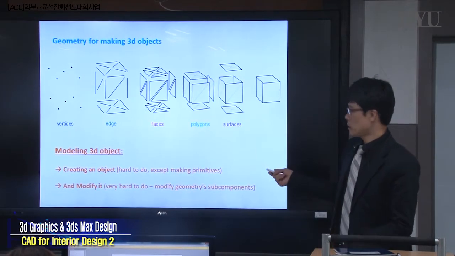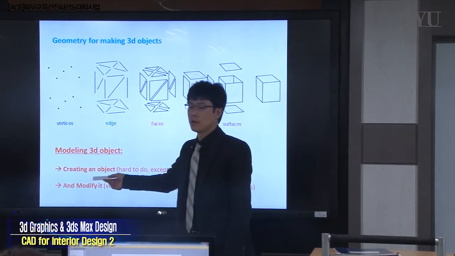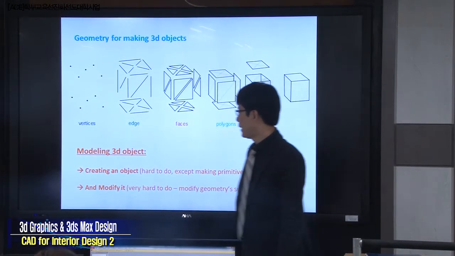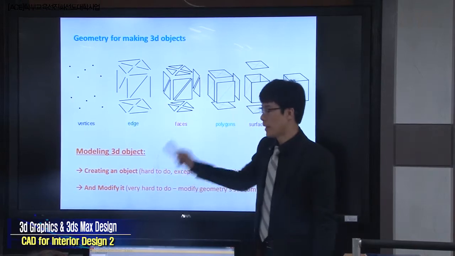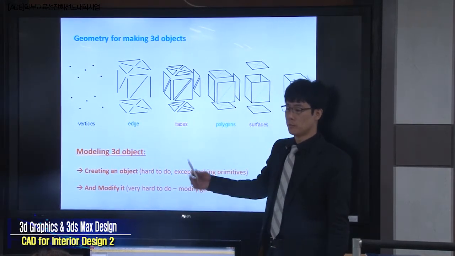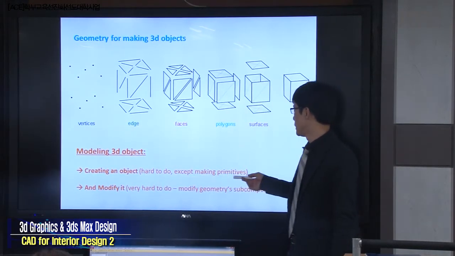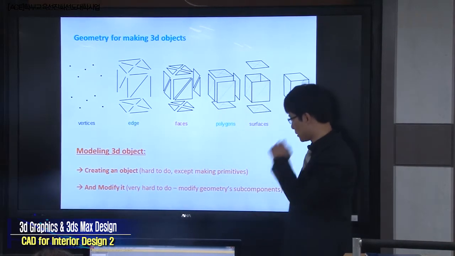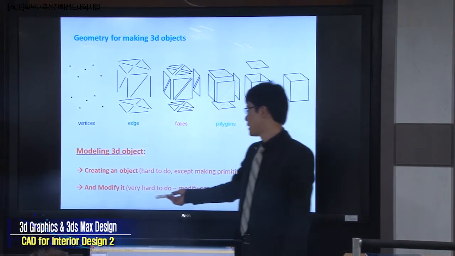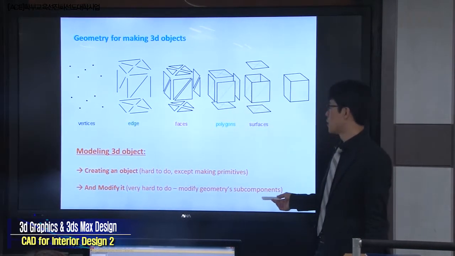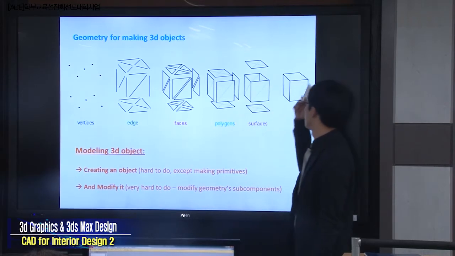This box object has several subcomponents like this. So modeling 3D objects is, very simply said, first creating an object and modifying it, iteratively. Make, modify, delete, update, a kind of iterative work. It's very hard to do and very time-consuming, tedious work. Modification is also very hard, modifying geometry's subcomponents, because you have to deal with vertices and edges for manipulating the shape of this one.